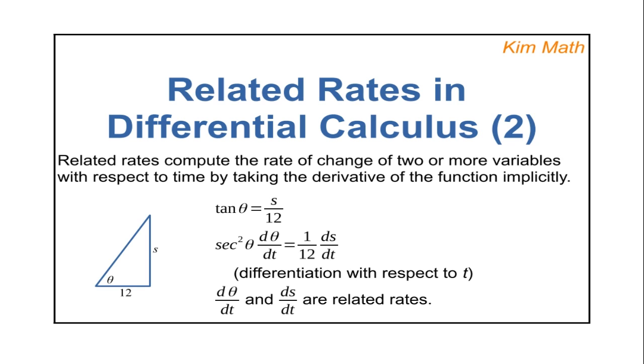Look at the triangle. In this case, we have two variables, angle theta and side length s. For example, if ds/dt is given, they can ask you what is d theta/dt, or vice versa. To solve this kind of question, we must find some relation or equation between theta and s. I think this is the best choice, right? Tan theta equals s over 12.